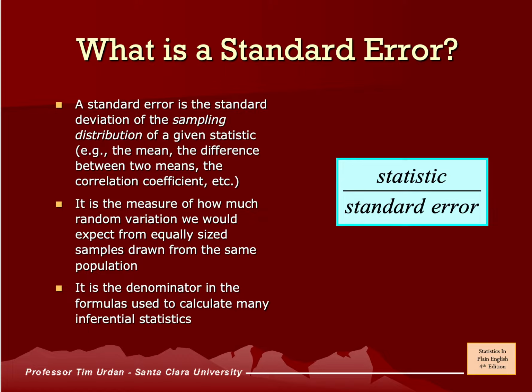And it gives us a random variation that we would expect if I continue drawing samples of the same size from the population. So it's telling us how much the mean should vary. So think about variance of data points. This is variance of means if I've repeatedly checked my work. And again, it's the denominator.